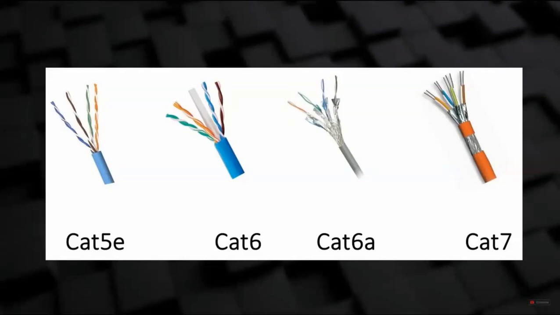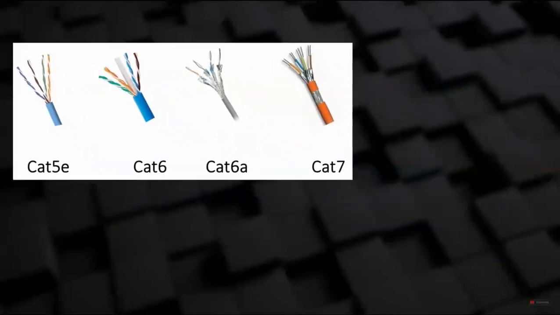Sometimes there'll be an E or an A at the end of the name. Cat5e and Cat6a are examples of this. This is where the original standard has been improved upon. Newer standards support better speeds over longer distances.